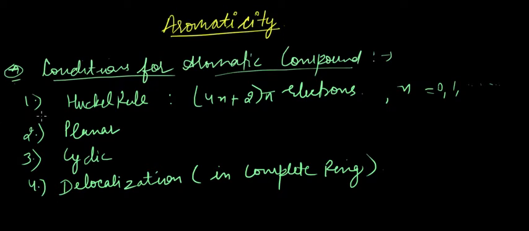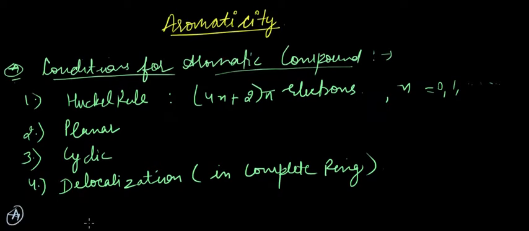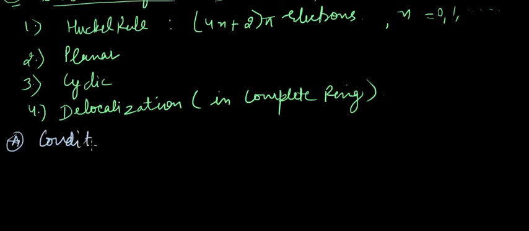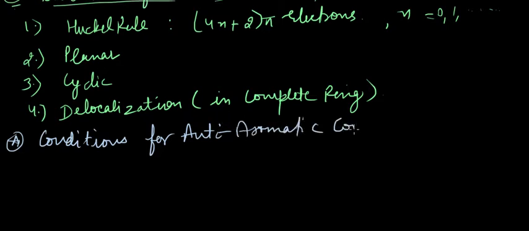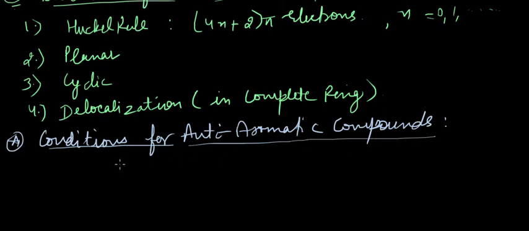Okay, so now let us discuss the conditions for a compound to be anti-aromatic. Okay, so first condition is it should have 4n pi electrons, obviously n varying from 0 to whatever number you want.